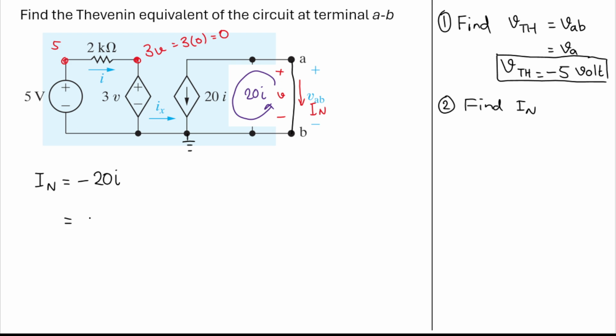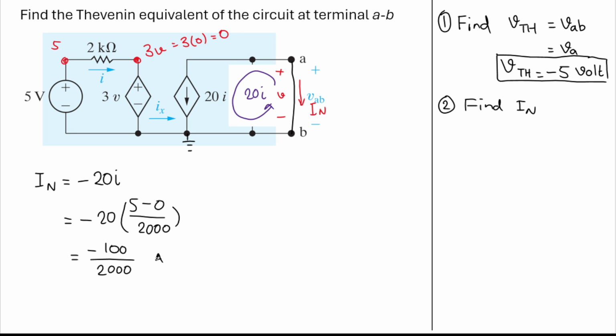So we can have this. So I will have minus 20 multiplied by I. So I will have 5. The current comes from 5, and then the current goes to this node here. But this node is 0. So I will have 5 minus 0, and then divided by 2000. Good. And now we will have minus 20 multiplied by 5. I will have minus 100 divided by 2000. And this is in ampere.